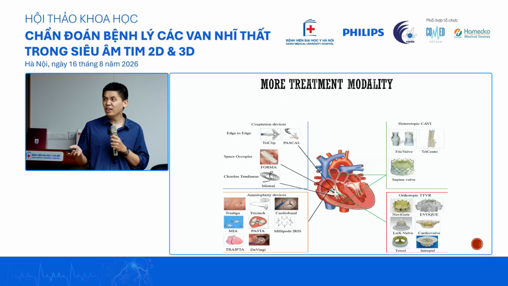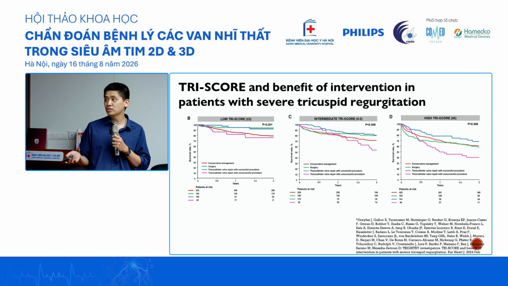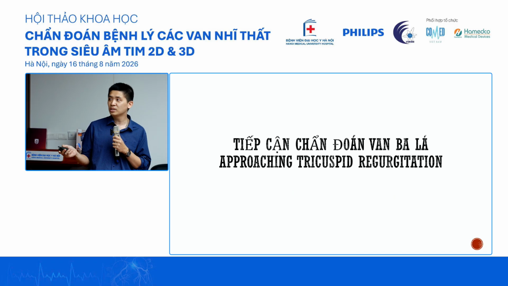Now we have more treatment modalities and also a dedicated score for isolated tricuspid valve surgery. Why do we need to think about this? If the patient is on a low or intermediate TRI score, your treatment is likely to improve their outcome. But if they slip through and go to a high TRI score, unless you do a very successful procedure, you're going to make them very much worse. So this is something to think about.